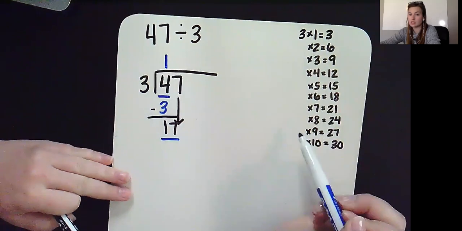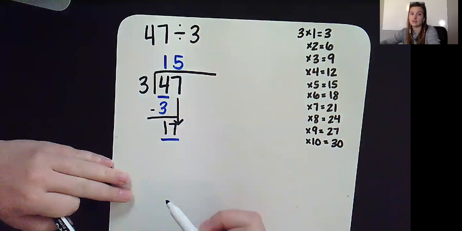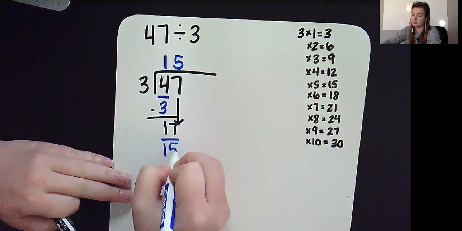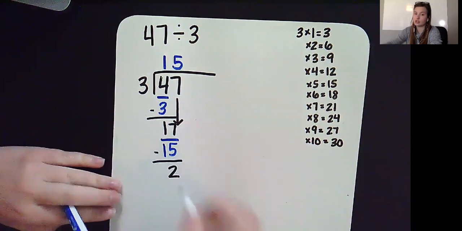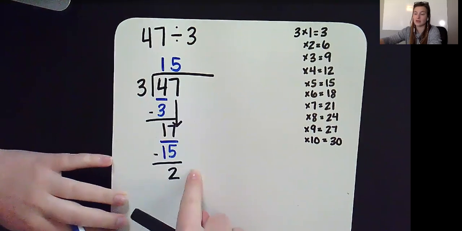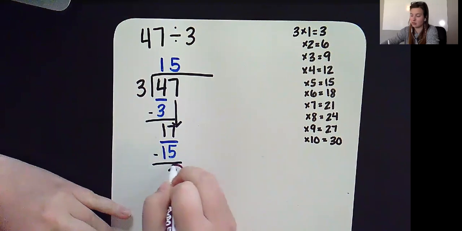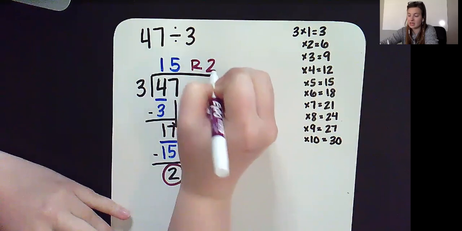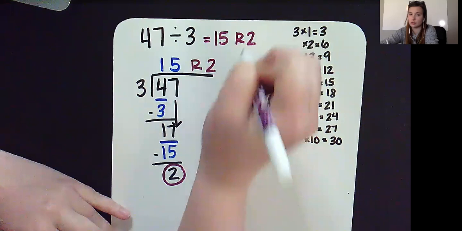We're looking for the closest we can get without going over. That would be 3 times 5. So the 5 goes up top. 3 times 5 is 15. And then we're going to subtract. I'm left with 2. I have nothing left to bring down, so I stop. Anything down here that is left, that is not a 0, is your remainder. So my answer here would be 15, remainder 2.